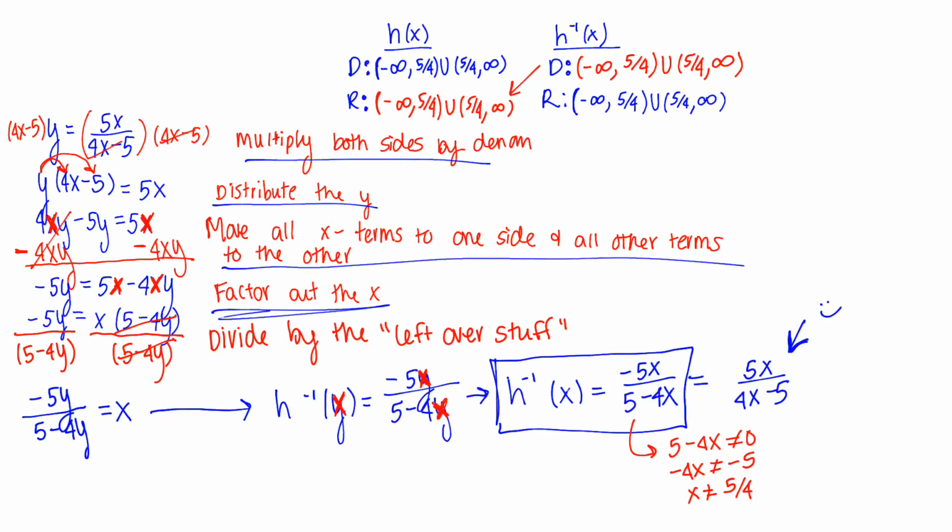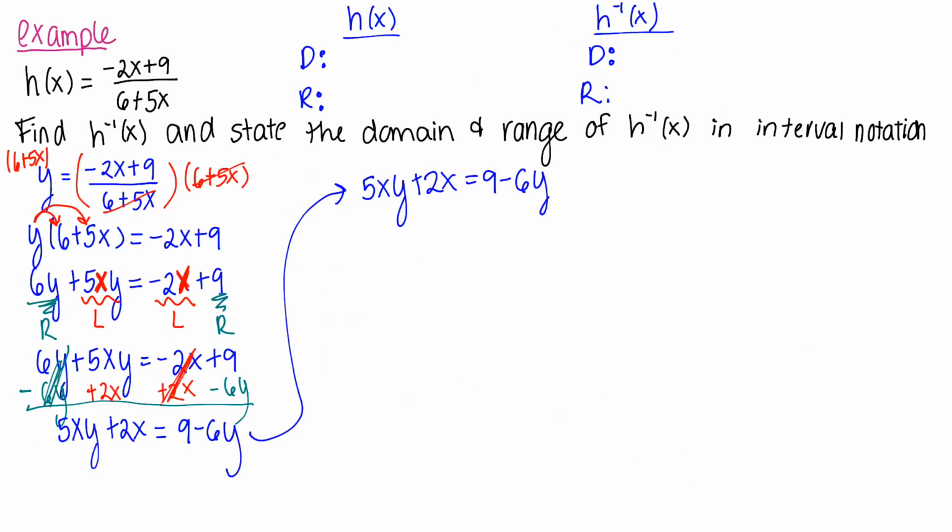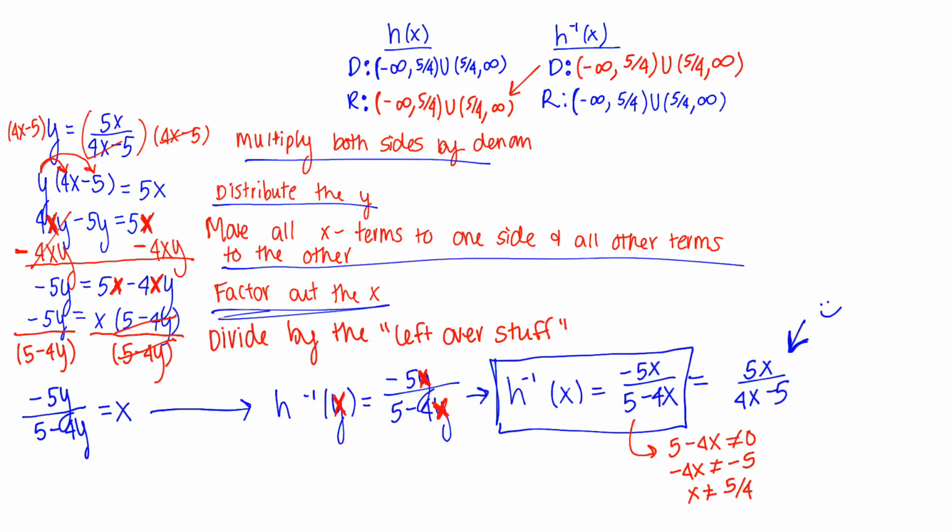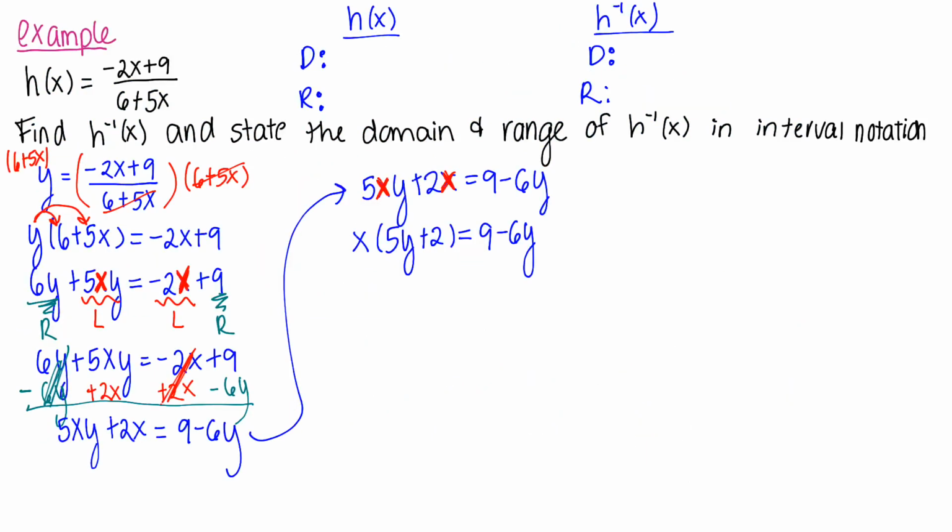Now we're going to factor out the x. So these both have an x in them, and I can factor that out. So factoring out the x, we have x times (5y plus 2) is equal to 9 minus 6y. The last step is to divide by the leftover stuff. The leftover stuff is the stuff that's next to the x. So this is the stuff we want to divide by, and that's so that we can get x by itself. The ultimate goal here is to get x by itself.